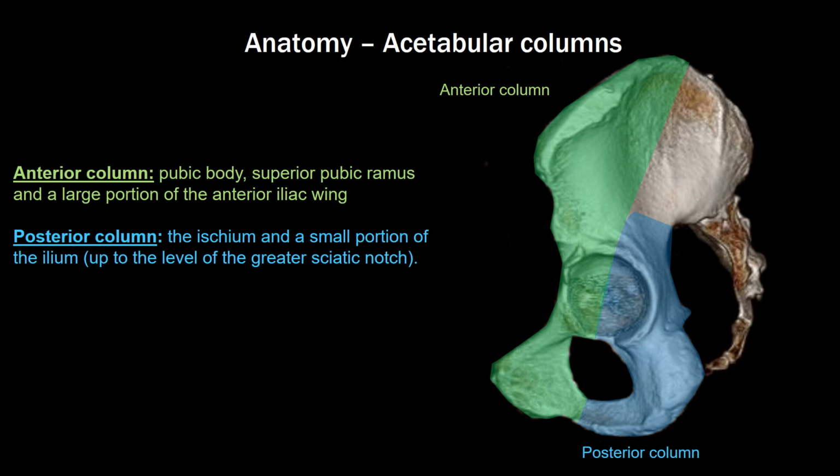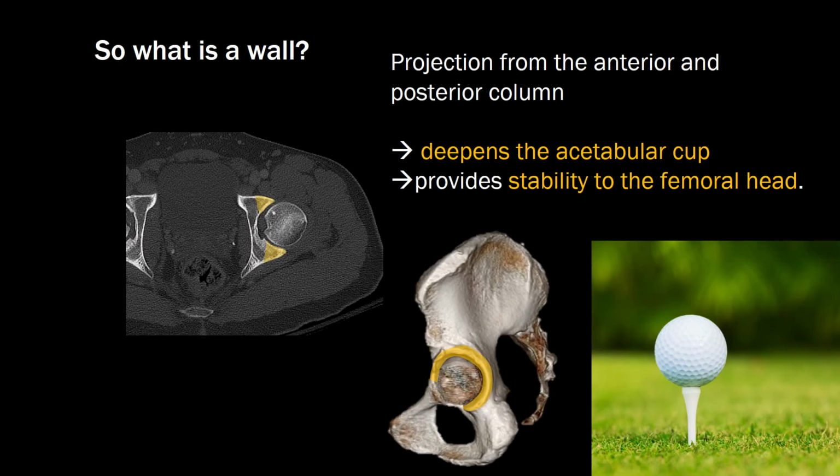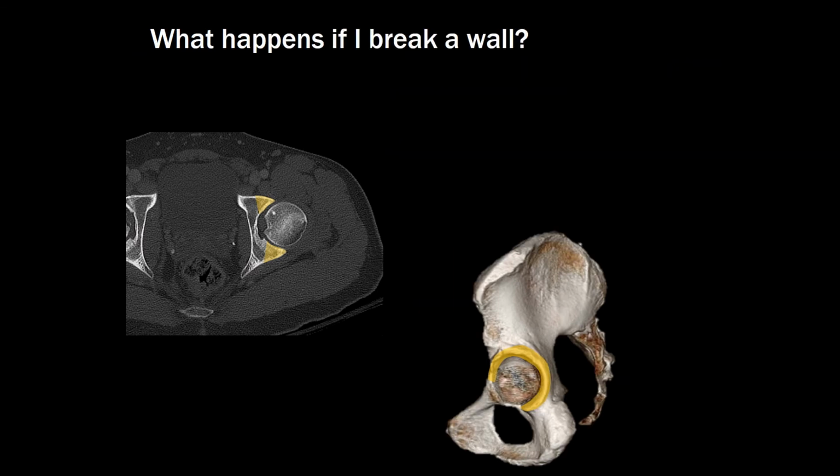All right, so if those are the columns, then what are the walls? It's just a projection from the anterior and posterior column, deepening the acetabular cup and providing some stability to the femoral head. If you think about this little golf ball on this golf tee, it's not very stable, right? But if we added something that looked a little bit like the walls of the acetabulum on there, it would be a lot more stable. It therefore makes sense then that if the walls are used to make the femoral head more stable, if you break the walls, the femoral head becomes unstable.